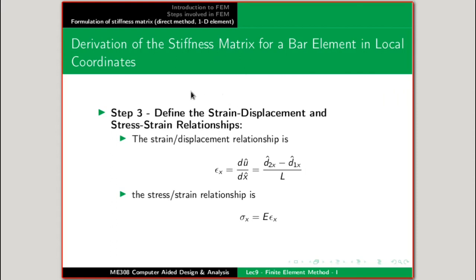So earlier we have got that expression for the displacement function, that is u cap equal to (1 minus x cap by L) into d1x cap plus (x cap by L) into d2x cap. So this is the expression for the displacement function. Once we get the displacement function, we can move to define the strain displacement and stress strain relationships.